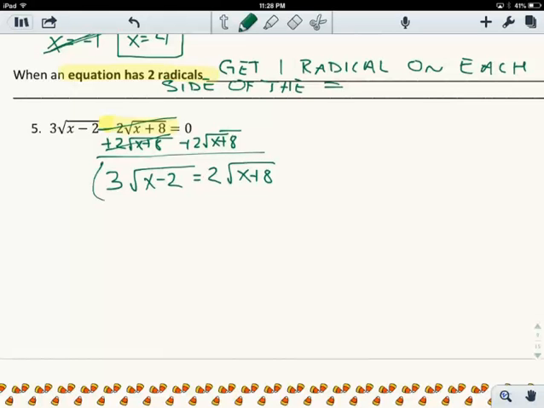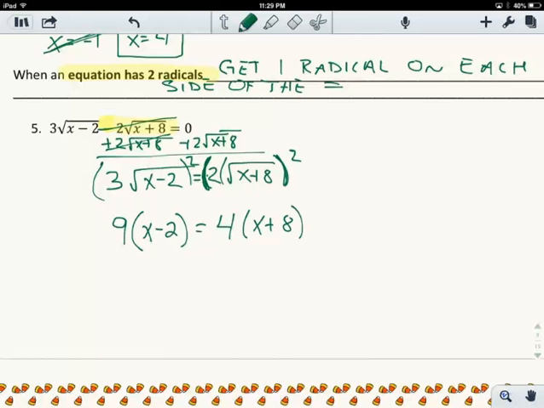When we go ahead and square both of these, you're going to square the number in front. So 3 times 3 gives us a 9. The radical and the square will cancel. So we'll have x minus 2 equals, this should be on the outside here, 2 squared is 4. The square root of x plus 8 squared gives us just x plus 8.